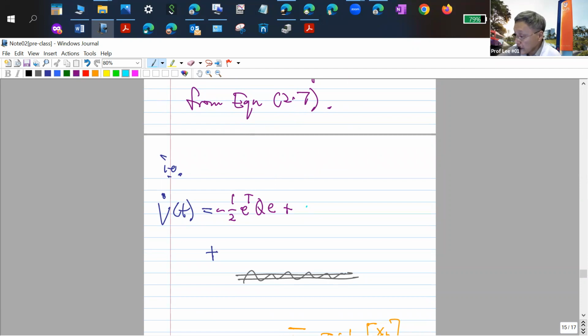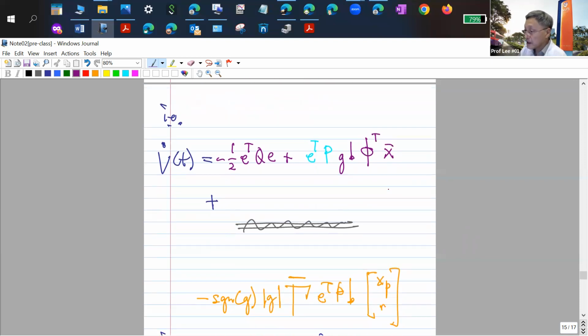I still get the E transpose P. You can check from the above; they are all still there. E transpose P G B, P transpose X bar, which is the expanded X vector, n plus 1, which is basically this XP and R. Then go and take a look at the other part.